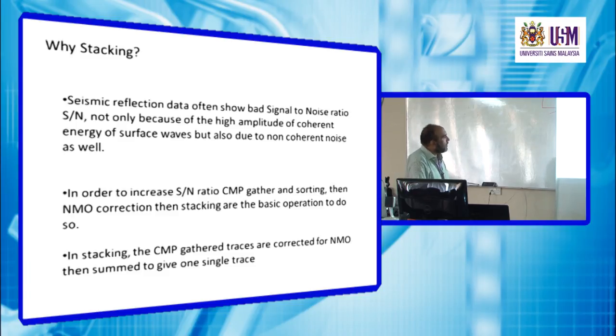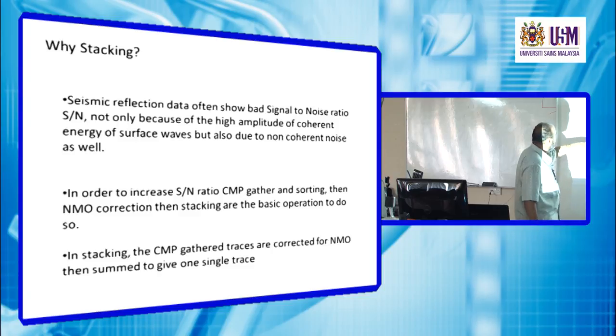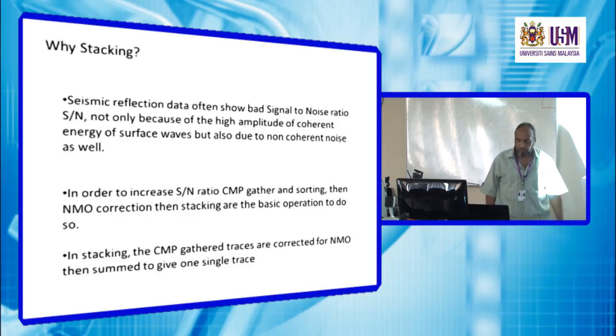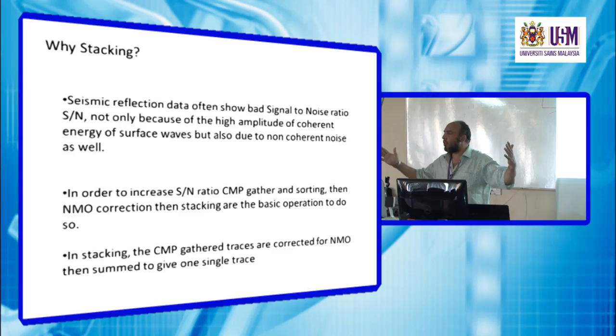Another point, in order to increase signal-to-noise ratio, CMP gather and sorting, then NMO correction, then stacking are the basic operations to do so. So we have to follow common midpoint gather, sorting, NMO correction, and then stacking. Then in stacking, the CMP gather traces are corrected for NMO, then summed to give one single trace. So if I have 48 or 96 traces in a common midpoint gather, I end up with one single trace.